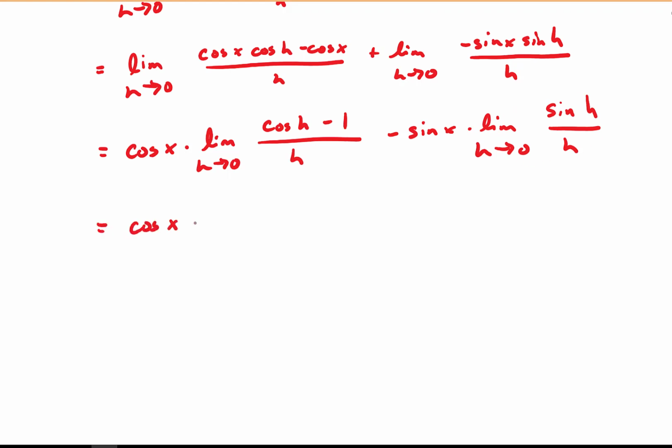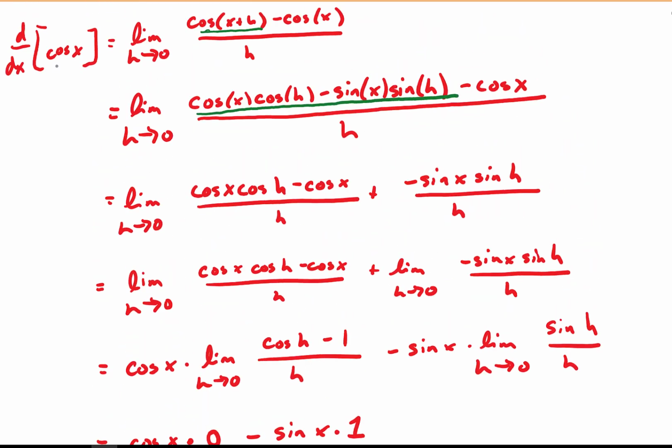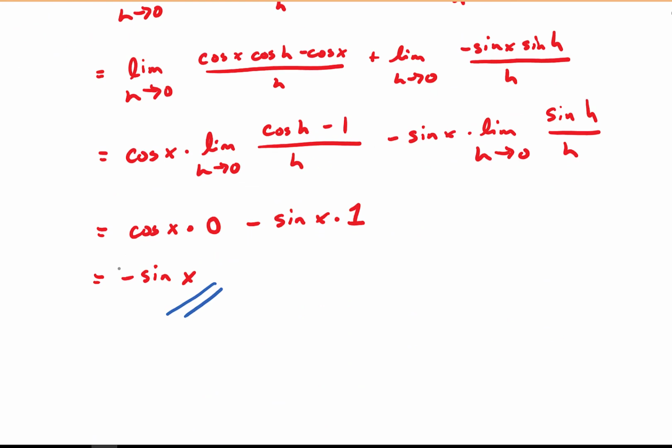So we get the cosine of x times this limit, we said evaluated to 0, minus the sine of x, and we said that this limit, hopefully you know this one by now, evaluates to 1, and so we're just left with minus the sine of x. And there we have the proof of the derivative of the cosine x, that the derivative of the cosine x is minus sine of x.